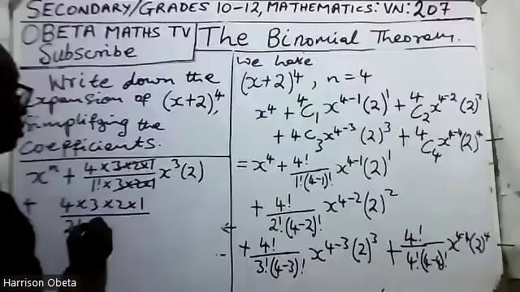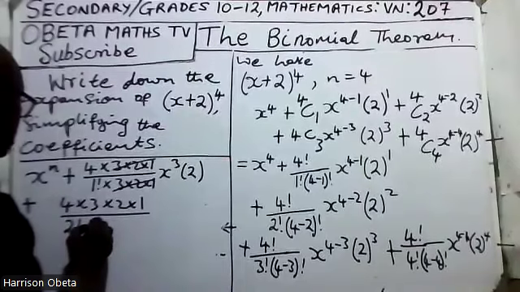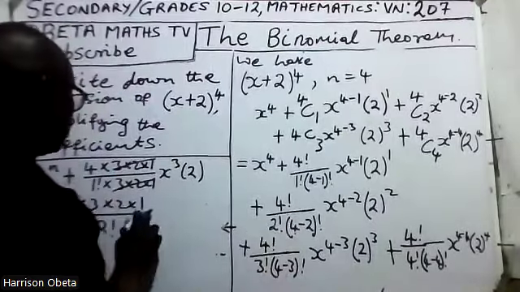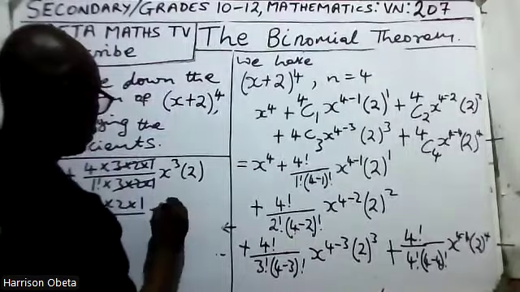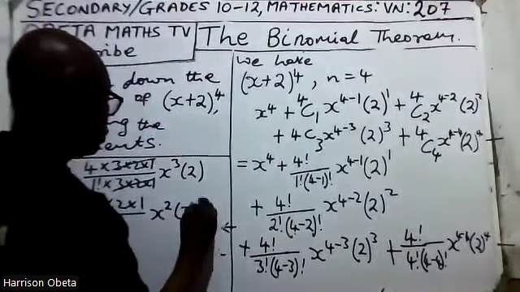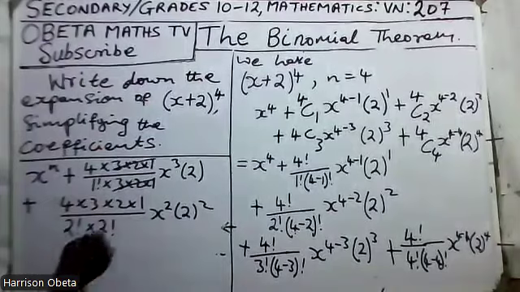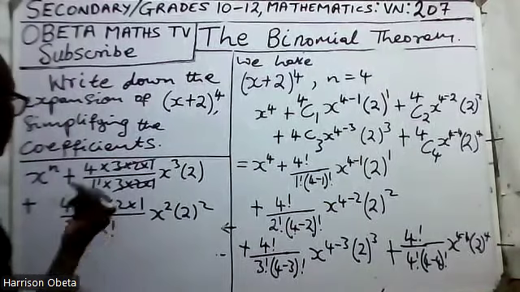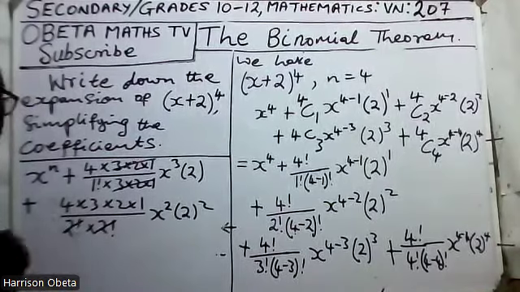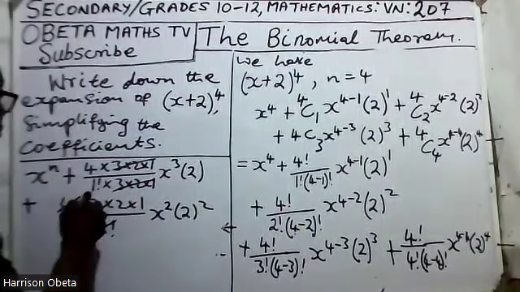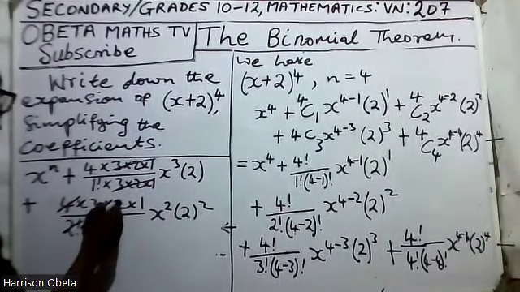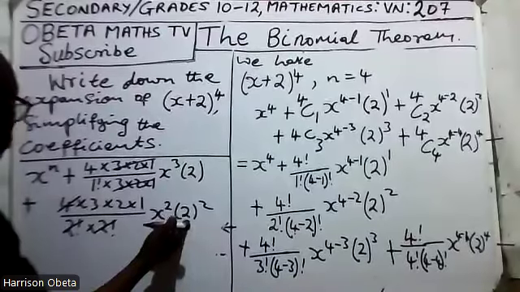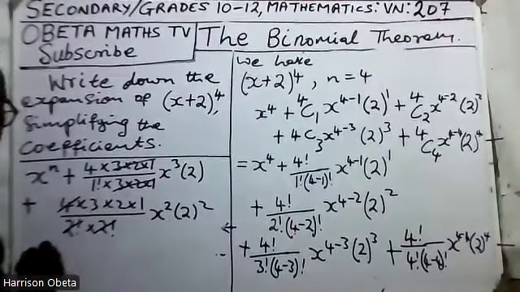Then again times 2 factorial, because this minus this is 2. Now x raised power 2 into 2 raised power 2. Again, you know that this time this is 4. So you remove this, and that will remain what? This is 6. 6 times 4, that's 24. So we hold it like that.